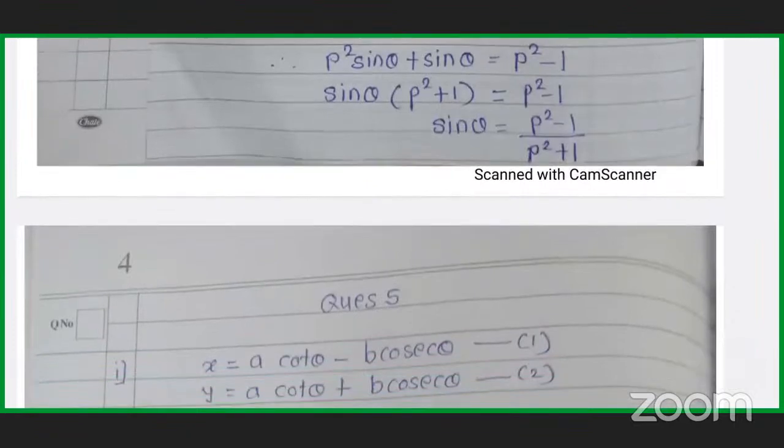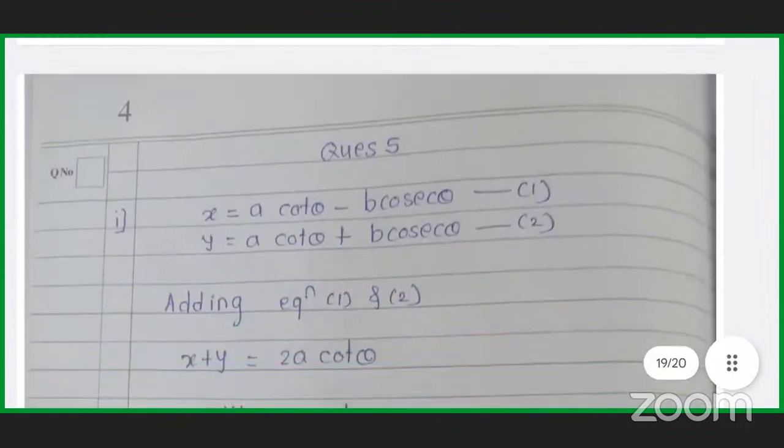Then we have to focus on the last question, that is question 5: solve the following sub questions. The first question is to eliminate theta from the given equations, which means we have to remove theta from both equations. So focus on what is given. Here x is equal to a cot theta minus b cosec theta, and y is equal to a cot theta plus b cosec theta.